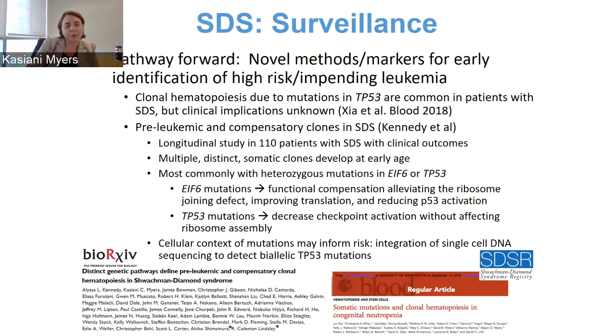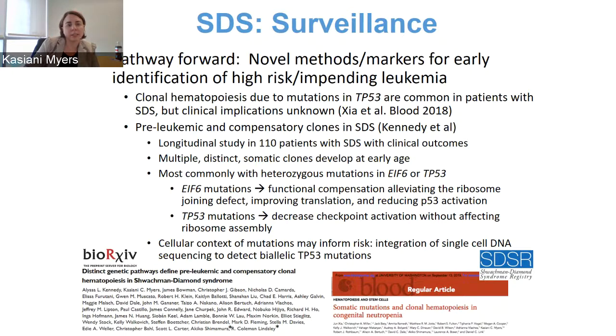In a paper under revision that's available on bioRxiv, Alyssa Kennedy, in the lab of Akiko Shimamura and Coleman Lindsley, was able to look longitudinally at a cohort of 110 patients with SDS from the registry who have clinical annotation. Alyssa was able to identify multiple distinct somatic clones that developed at a very early age in these subjects. The most common mutations were heterozygous mutations in EIF6 or in TP53, and these were distinct clones. EIF6 mutations, Alyssa noted, alleviated the ribosome joining defect, improved translation, and reduced p53 activation, which is sort of a functional compensation for this SBDS deficiency. TP53 mutations did decrease checkpoint activation, but did not affect ribosome assembly.